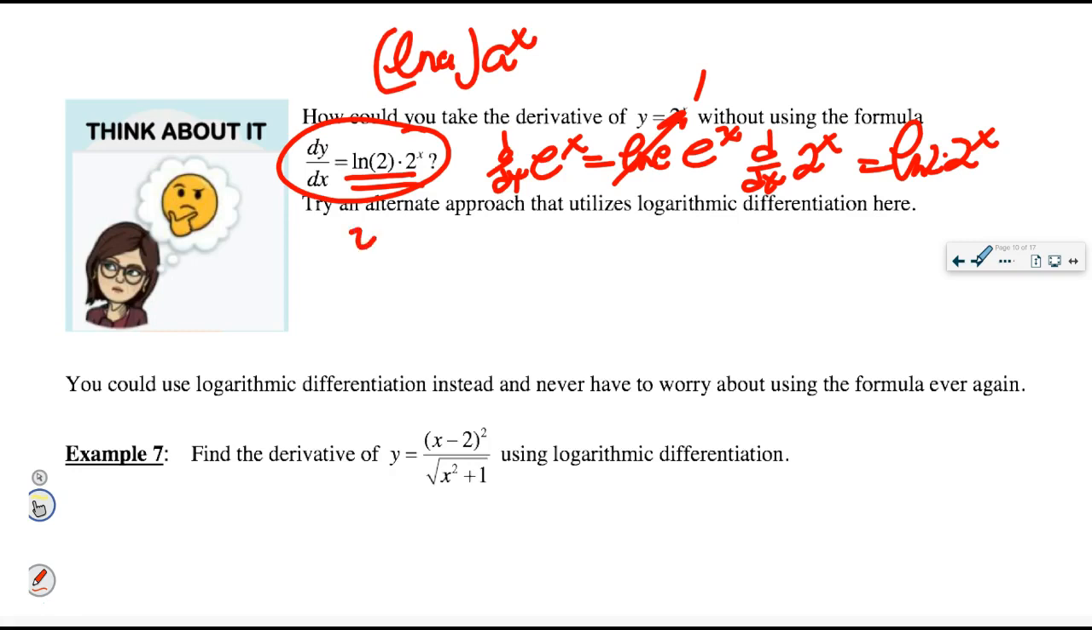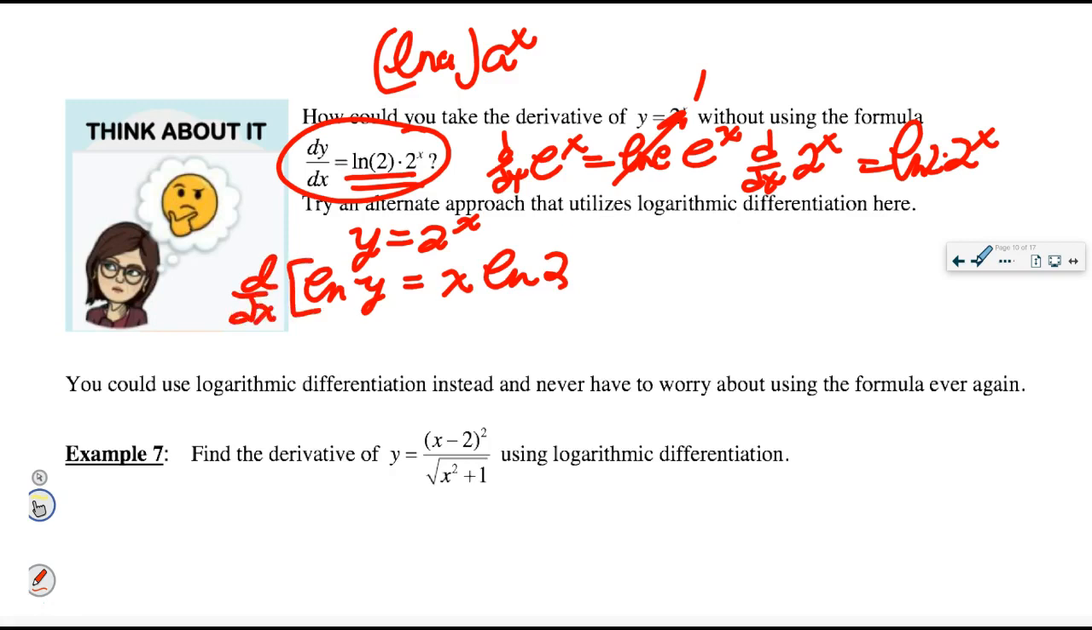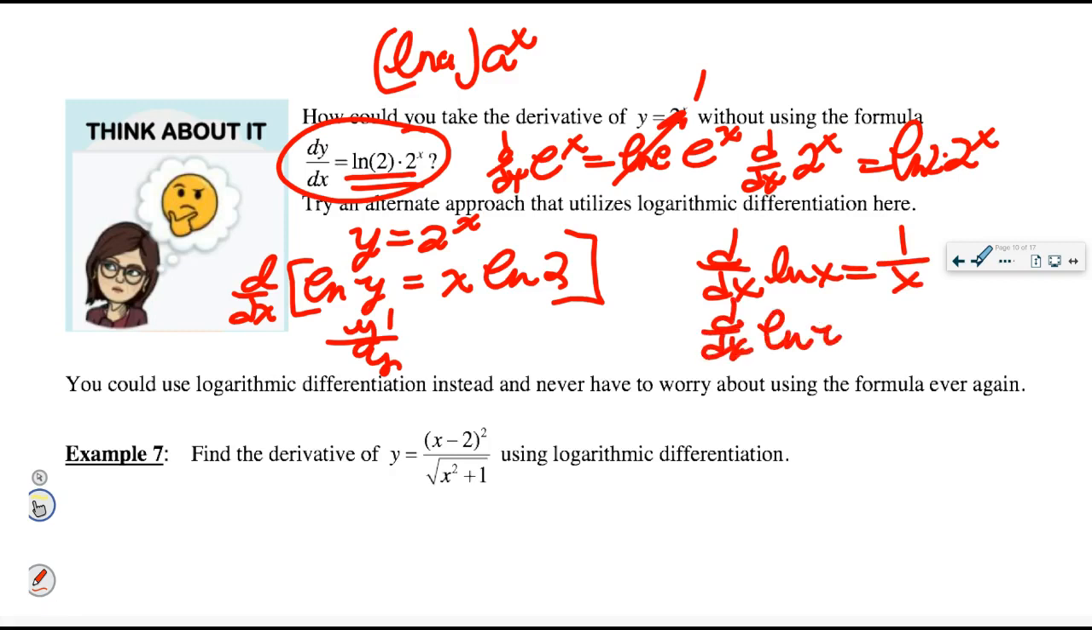All right, so my y is 2 to the x. I see that variable in the exponent and I say, hey, let's take the natural log of both sides so it can come out front. I now know how to take the derivative of both sides. The derivative of the natural log of y is y prime over y. The derivative of the natural log of x is x prime over x. The derivative of the natural log of u is u prime over u.